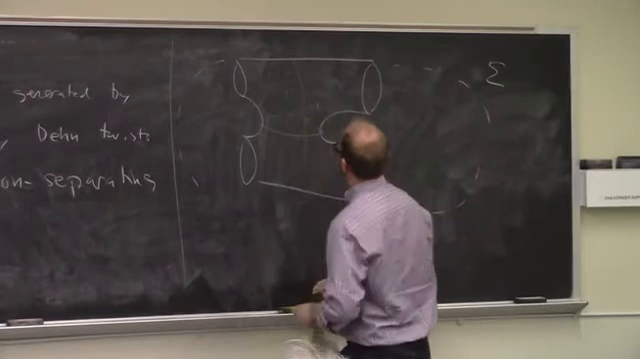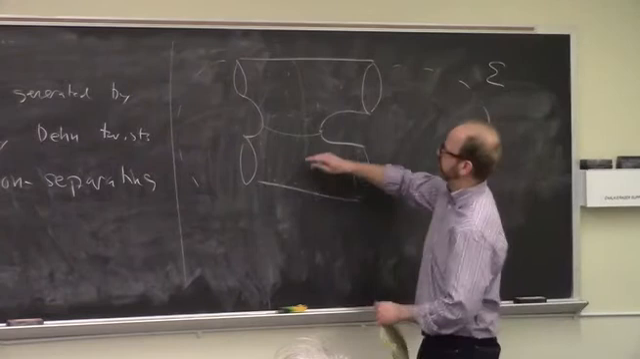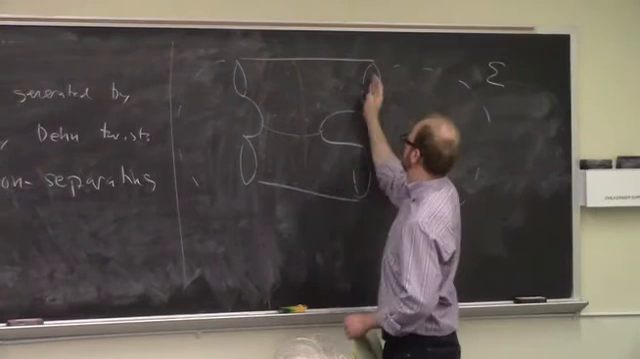I'm not sure if I did that quite right. I did my best. So there's a third. This green curve separates these two from these two. This one separates these two from these two. And then I can draw a third one that separates these two from these two.